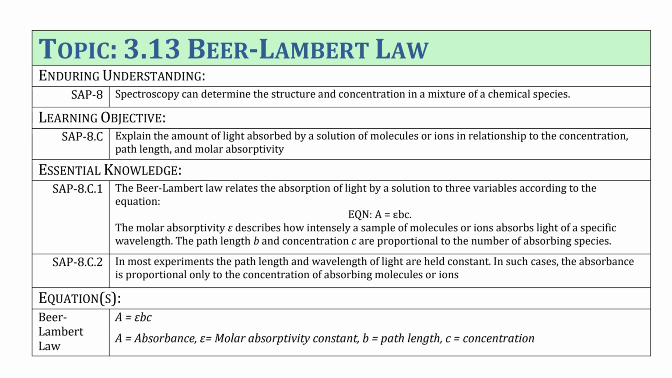Topic 3.13, the Beer-Lambert law. Today's objective is to explain the amount of light absorbed by a solution of molecules or ions in relationship to the concentration, path length, and molar absorptivity. You did this lab in the beginning of the semester in Unit 1. In terms of absorbance, you also have to look at what may cause the absorbance to increase or decrease in your readings.